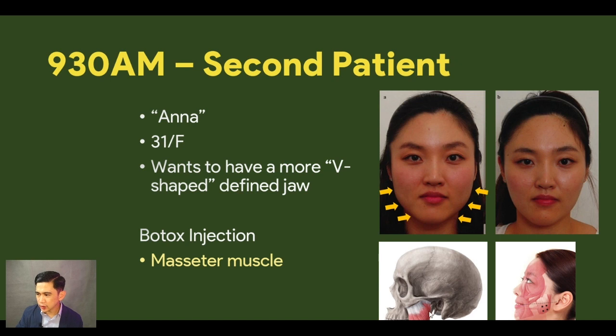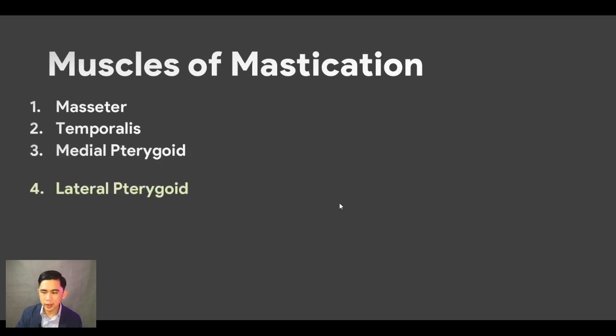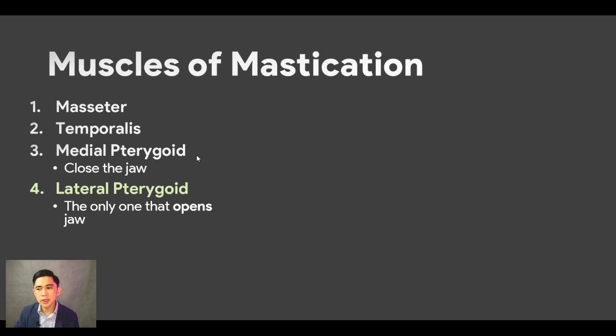The masseter is actually not a muscle of facial expression, but it is part of a group called the muscles of mastication, or muscles for eating. The muscles of mastication include the masseter, temporalis, medial pterygoid, and the lateral pterygoid. The first three close the jaw, and the last one, the lateral pterygoid, is the only one that opens the jaw. So you see the discrepancy. You have 3 muscles to close it and only one muscle to open it.